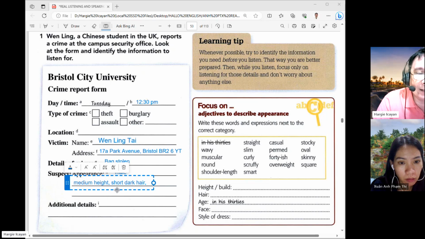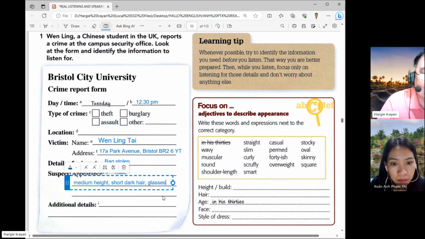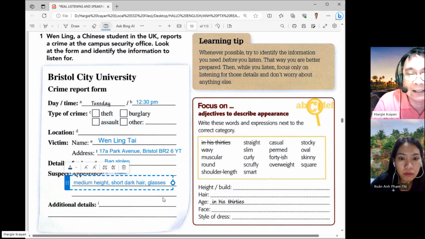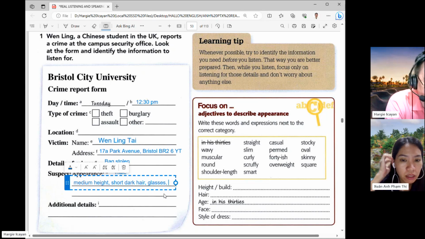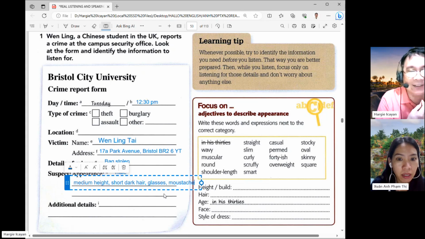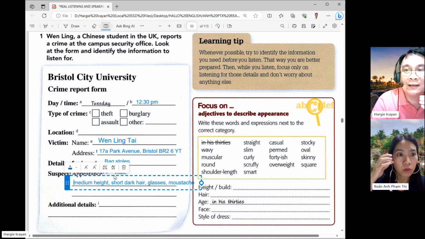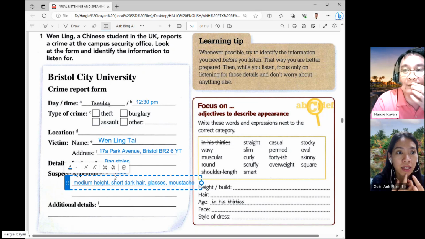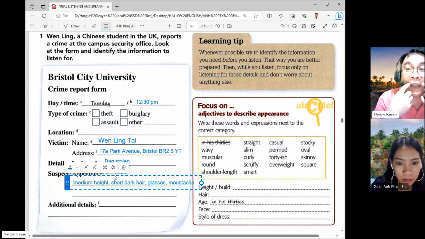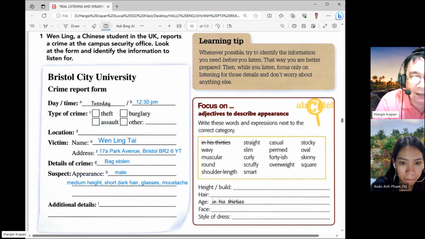So medium height, short dark hair, and wears glasses, right? Yes, he wears glasses with a mustache. Okay, you know what a mustache is, Anne? Yes, I know. Okay, he has a mustache. This one. And the hair here, and this one is a mustache. Okay, yes. Next, and then let's continue.